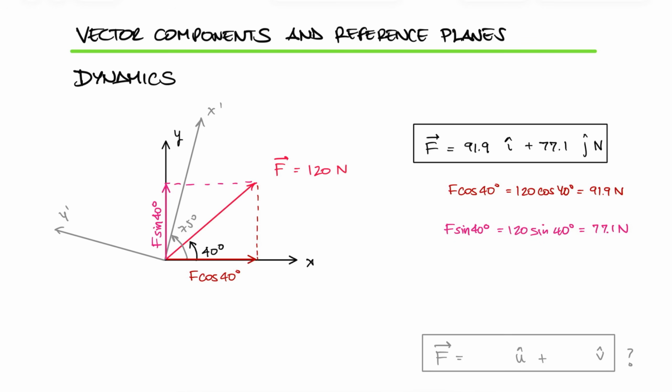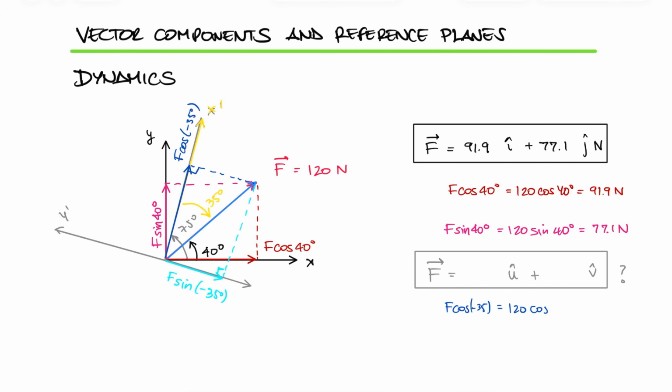For the second reference plane, we can calculate the angle between the vector and the horizontal equivalent axis to be minus 35 degrees. If we use the same definitions for horizontal and vertical components of that second reference plane and we substitute the values, we can easily find the components.